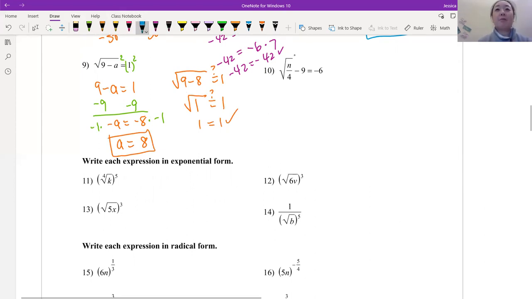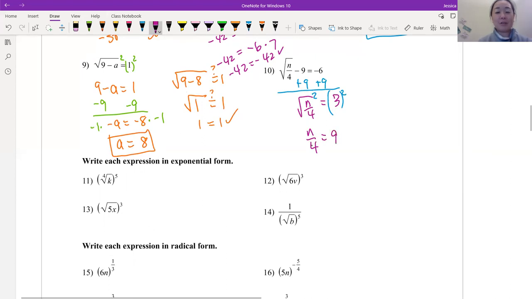All right, so before I square, I got to get rid of this -9 because that's not in the square root. I'm going to add 9 to both sides. And then I'm going to get, let's use this color, the square root of n over 4 is equal to 3. And I got to get rid of the square root now, so I'm going to square both sides. And I'm going to get n over 4 is equal to 3 squared, which is 9.